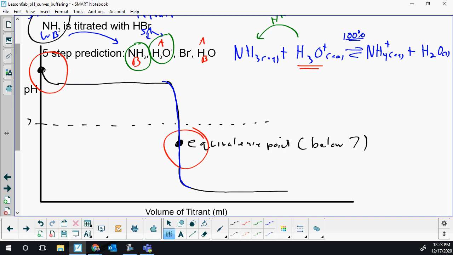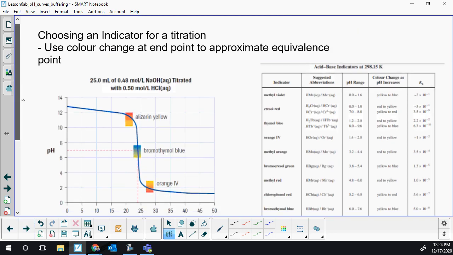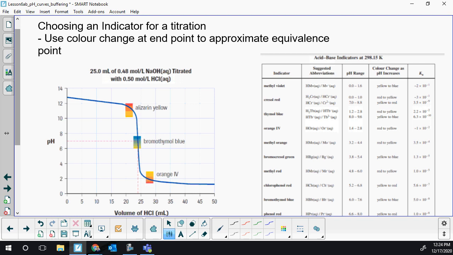One more slide before you're going to work on 2 questions for me. So you have this acid-base table. Don't start writing any of that. That is on page 10, but I want to sort of make comments and relate this pH curve and the colors we get to that table. So the theme is choosing an indicator for titration.